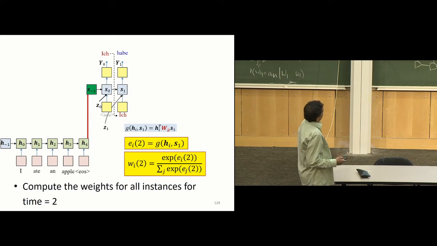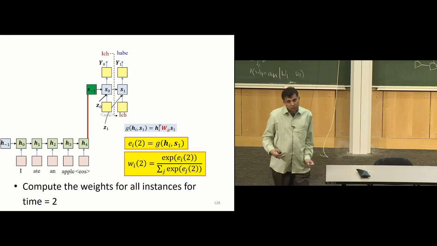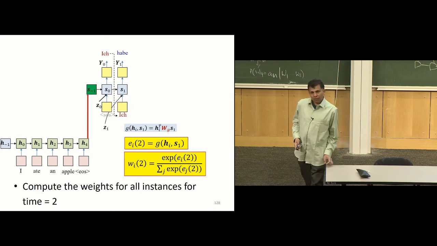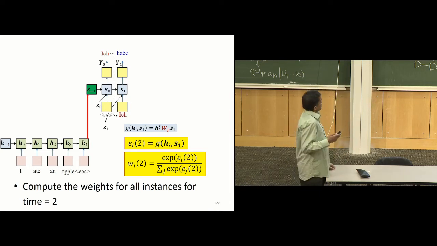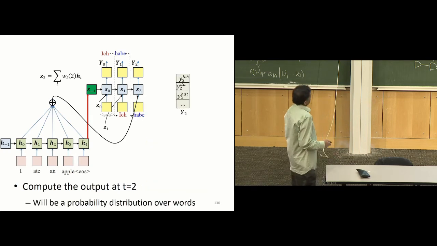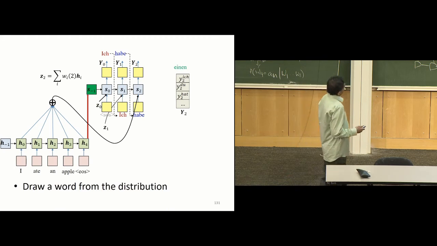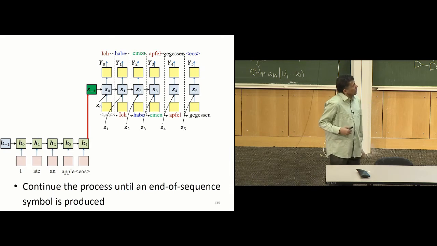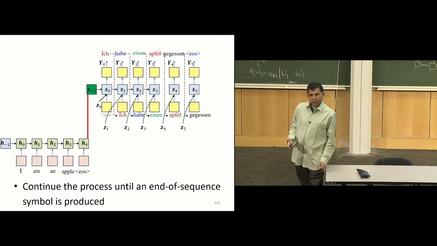And then you continue the process in the same manner. So once again, you're going to use this S1 and these Hs to compute the raw weights for all of the inputs, and use those raw weights to compute the actual normalized weights for all input times, and use those to compute the context vector, which is now fed in to produce the next probability distribution. And this process is continued until you finally output an end of sequence symbol.